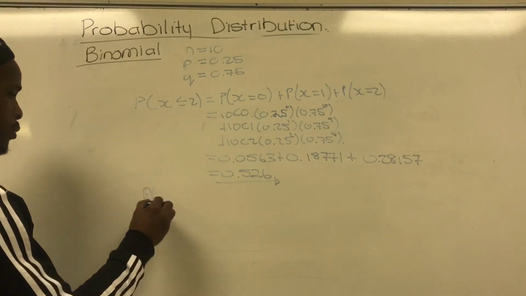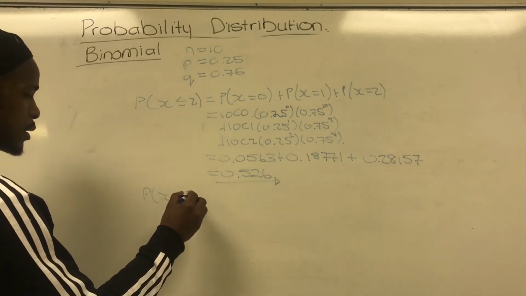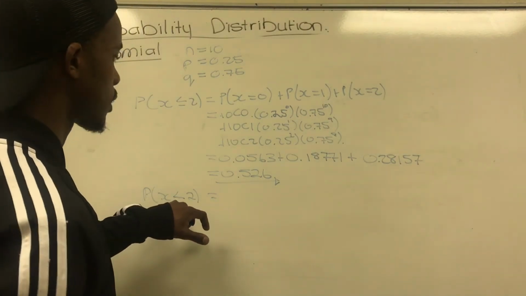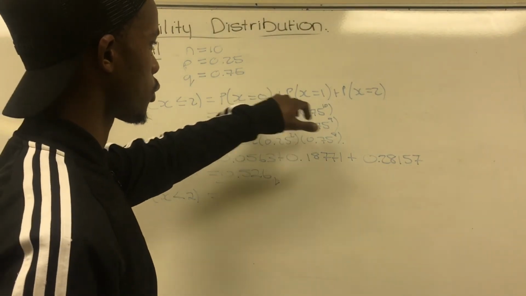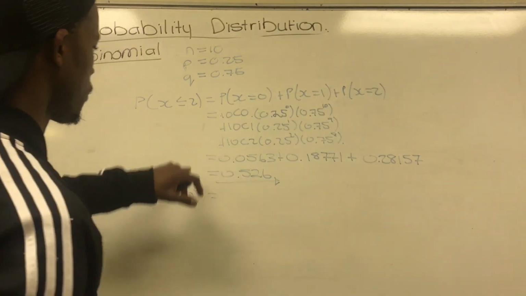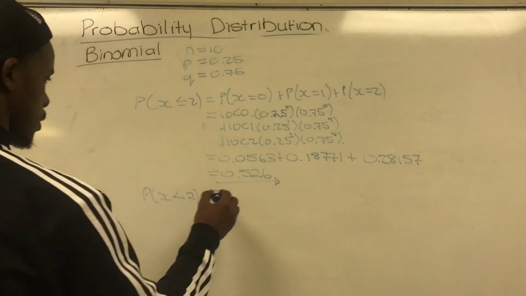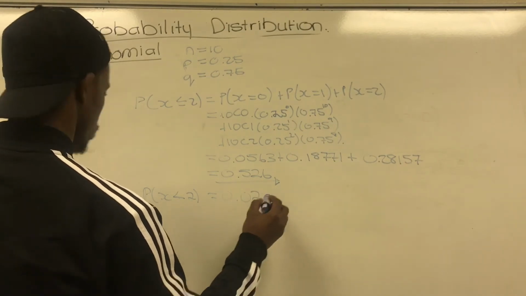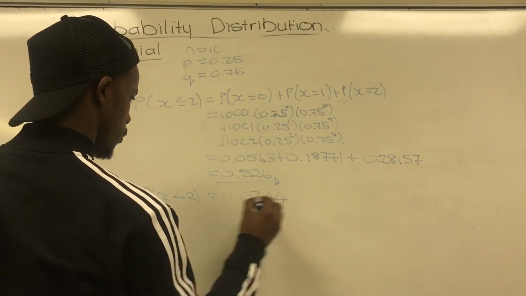So now we're looking for the probability that x is less than 2. This does not include 2. It's strictly less than, so you only look for your 0 and your 1. And from our previous equation, you can add that up, and we have 0.0244.